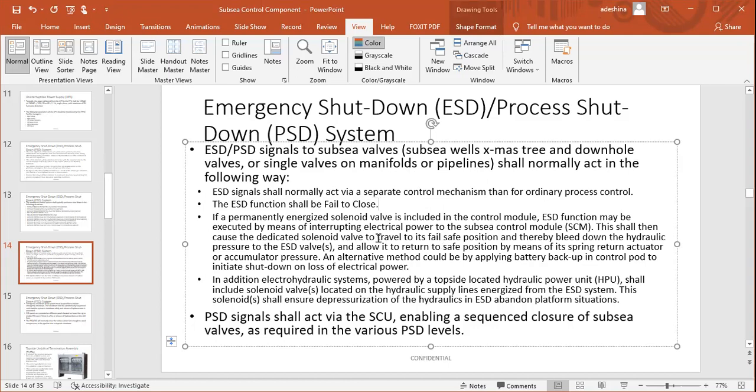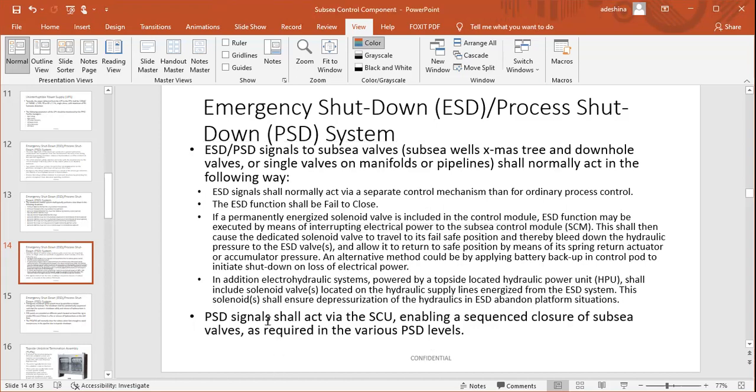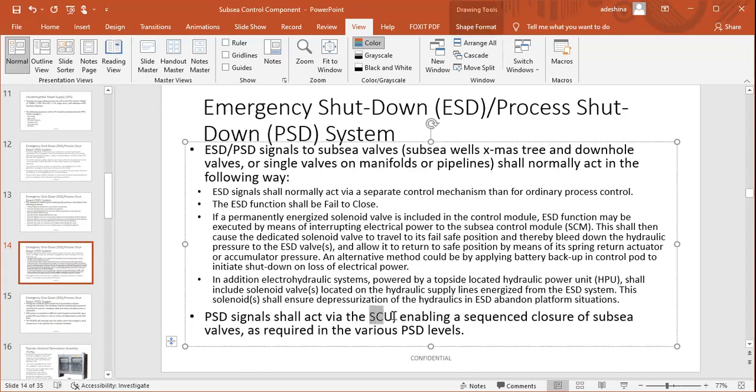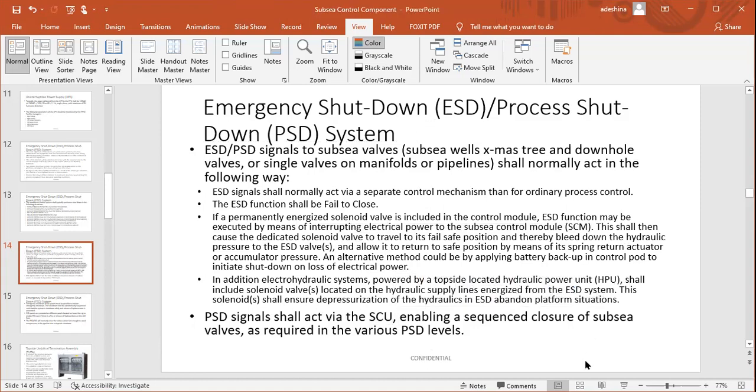All right? If a permanently energized solenoid valve is included in the control module, ESD function may be executed by means of interrupting electrical power to the SCM if it is a solenoid activated valve, because the solenoid valve is being electrically charged. But if it is a dumb valve, that it is hydraulic, we usually use a spring, okay? Hydraulic to spring valve, so that once there's a failure of hydraulic, the spring will be energized to close the valve. Okay, so let us move on. PSD signal shall act via the SCU, subsea control unit, enabling us to have a sequence closure of subsea valve as required in the various PSD level.